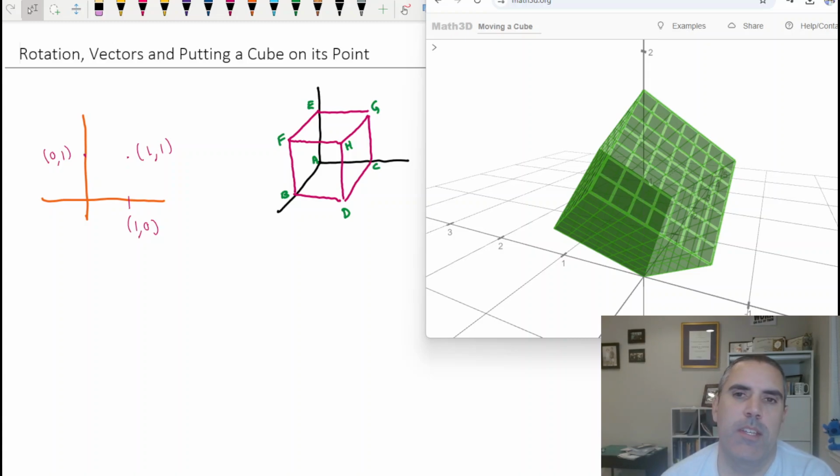Hello, math fans. Been thinking about an interesting problem about putting a cube on its point. In doing so, I've had to do a lot of rotation, a lot of working with vectors, and I thought I could say a few things that might be of interest to my Calculus 3 students. It would introduce a fun problem, and would give you a chance to review a little bit about how vectors work. Also, I'll get to talk about rotation and how you can do rotation, which I think is fun.